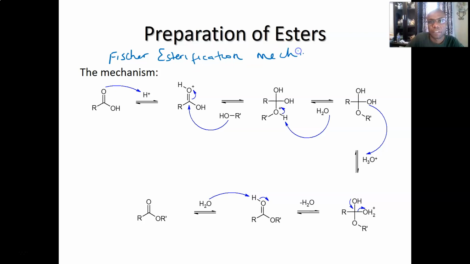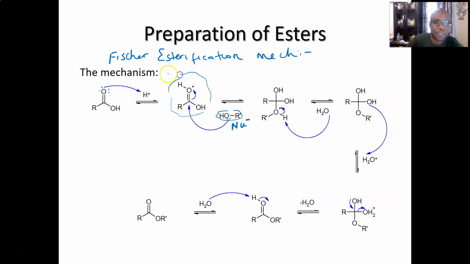Okay, so the Fischer esterification mechanism. Like we say, the carboxylic acid carbonyl is not reactive, so we need the acid catalyst. We use the lone pair to activate it. Only then will the alcohol come in, using the lone pair on the oxygen. So the alcohol plays the role of a nucleophile.